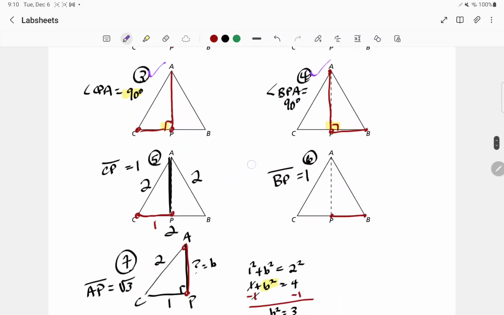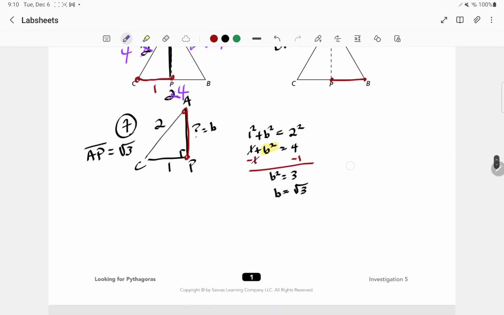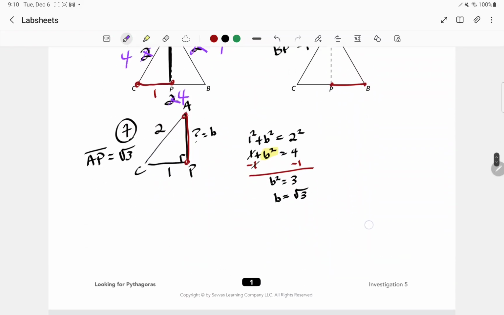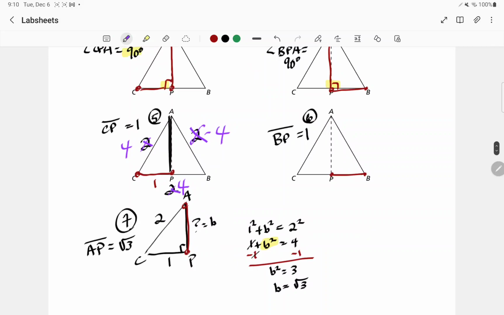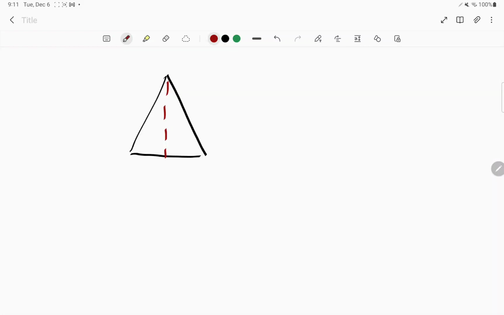What will change down here, now that this is 4 in part B, is that these side lengths are going to change. So let's look at that real quick. Since those side lengths change to 4, let's draw new triangles on a new sheet of paper here. So here's our triangle, and now these side lengths are 4.